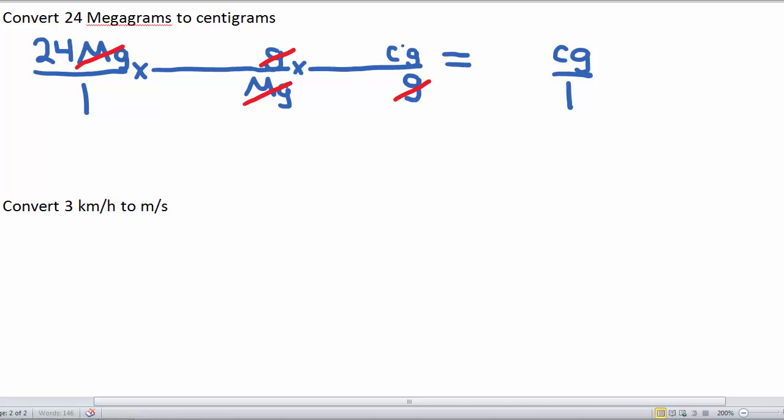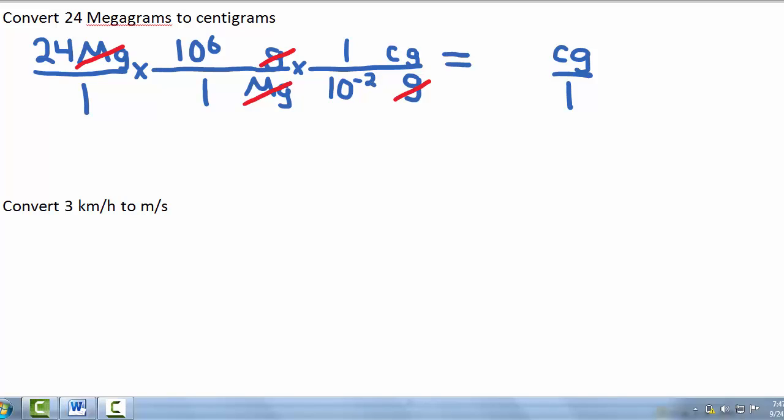Grams cancels with grams. And I'm left with centigrams over 1, which is what I want. So now we just have to fill in the number. Looking at my table back on that first page, I see that mega means 10 to the 6. So 1 megagram is 10 to the 6 grams. I also see that centi means 10 to the negative 2. So 1 centigram is 10 to the negative 2 grams.